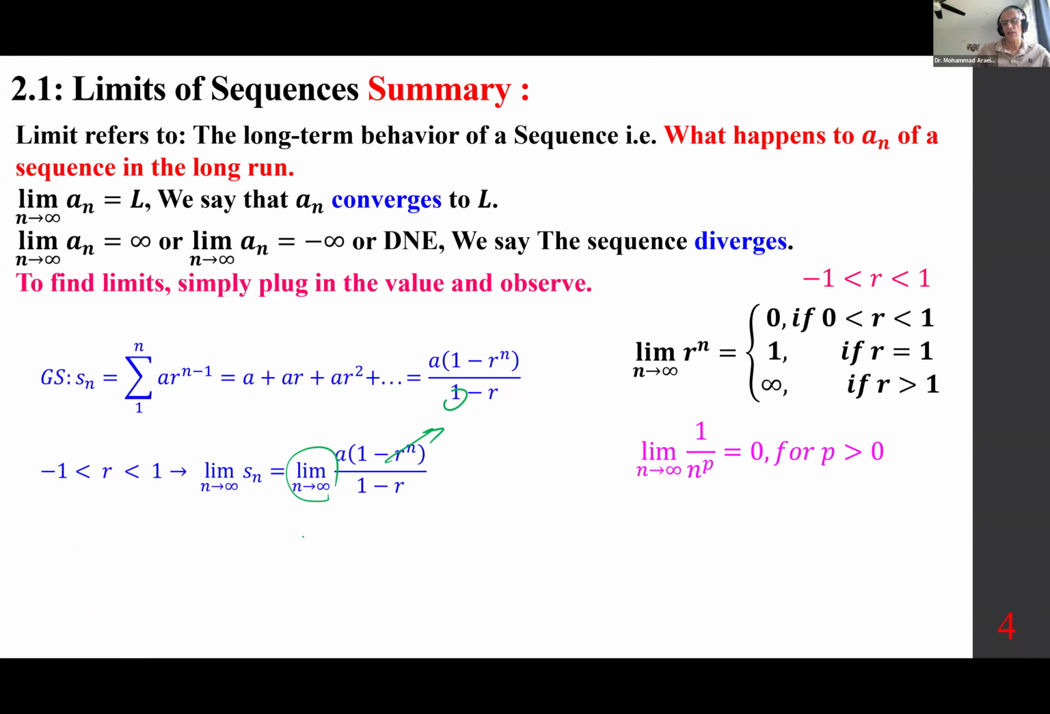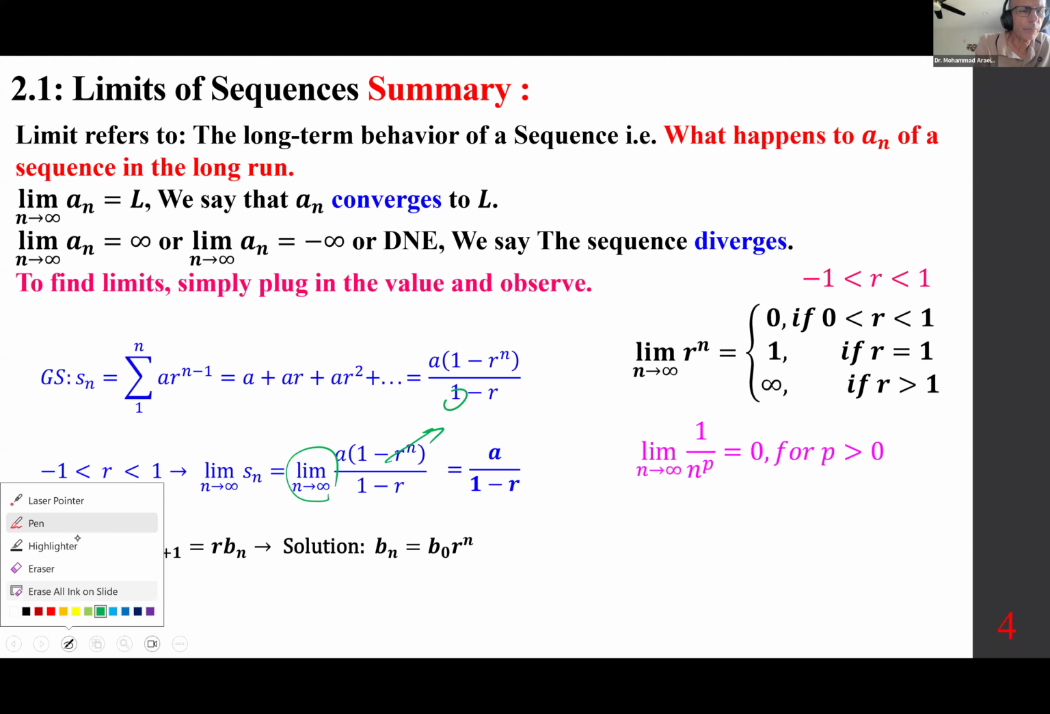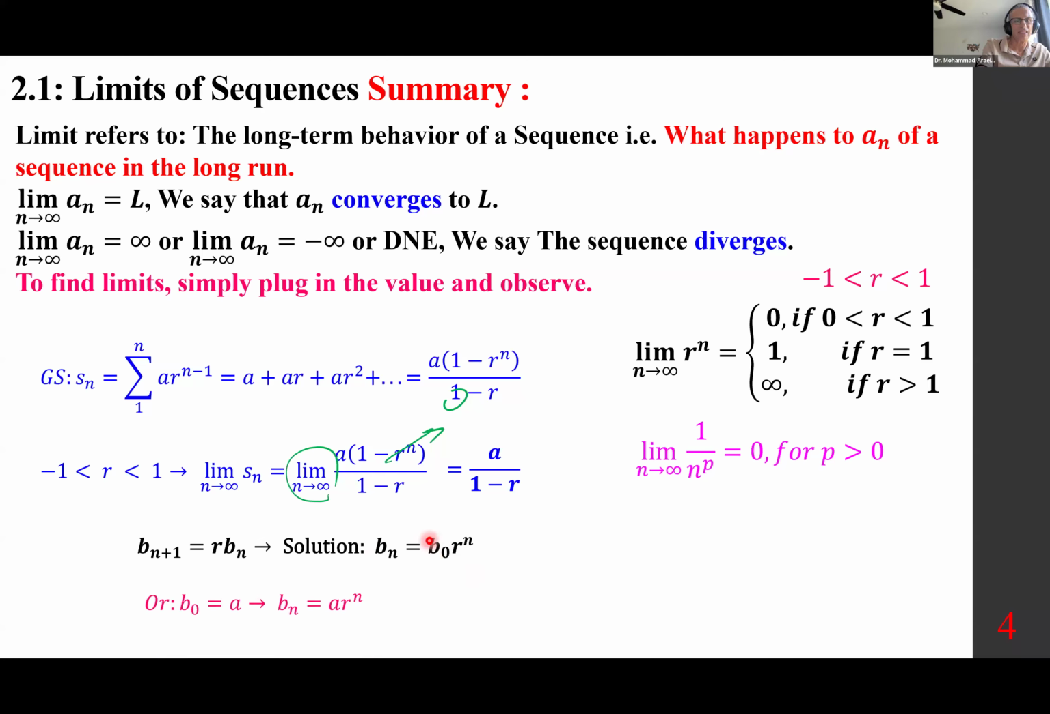Because of that, the numerator is simply a times 1, or a divided by 1 minus r. We remember that for a geometric sequence, b sub n plus 1 is r b sub n, or b sub n is b sub 0 r to the power of n. By the way, this one is a, everybody. Depending on the text, they may use a1, a0, whatever.